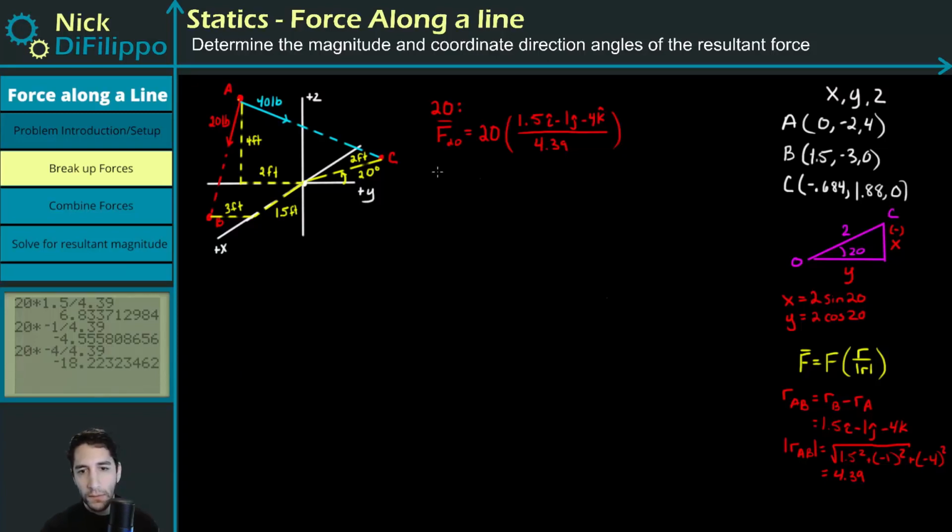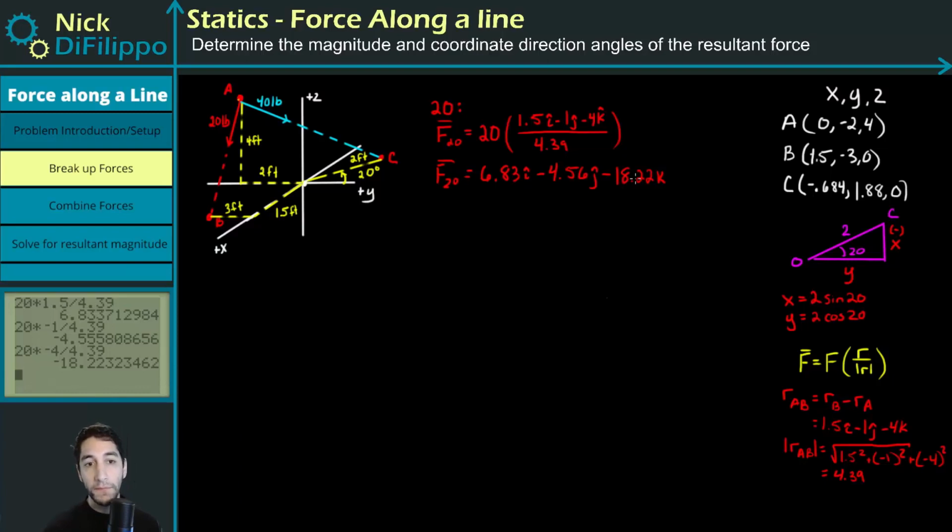And so my force of this 20 pound force is going to be 6.83i minus 4.56j, and then we have minus 18.22k. Okay, so we did the 20-pound force.